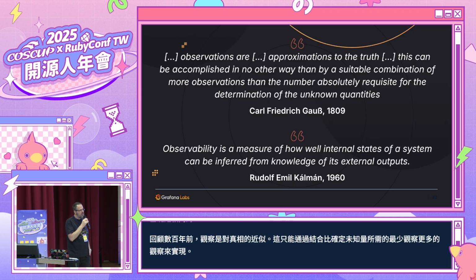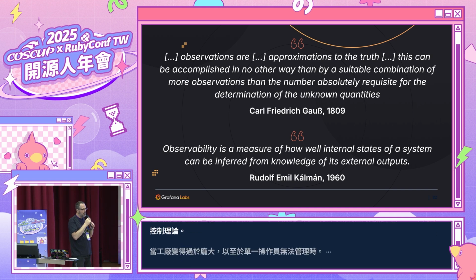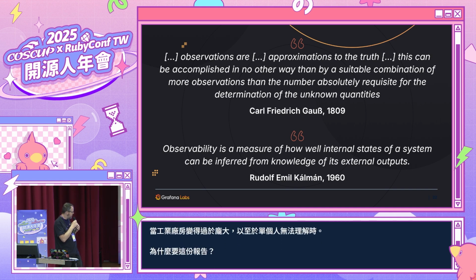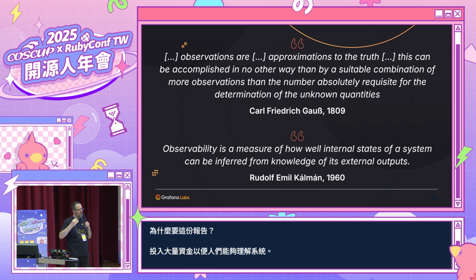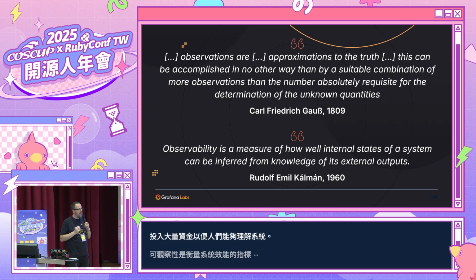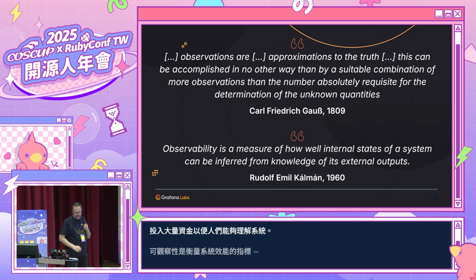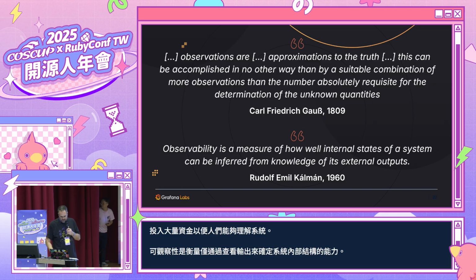And the modern definition of observability comes from control theory from the 60s, when industrial plants became too large for a single person to understand them. That's why industry poured a lot of money into people being able to understand systems. Observability is a measure of how well you can determine the internal structure of a system just by looking at the outputs. And that is everything you need to really know about observability from a formal definition standpoint, and everything else flows from there.